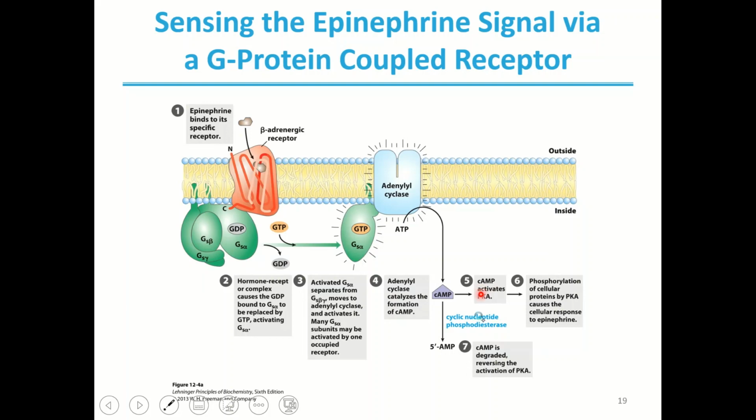It will then go to activate a protein known as PKA. You can think of that as standing for protein kinase A. And remember what a kinase is. A kinase is an enzyme that phosphorylates other proteins. So PKA then phosphorylates other proteins, and it actually has lots of different targets that it can phosphorylate. Okay, and so those other proteins that get phosphorylated then go on to give the cellular response to epinephrine. Okay.